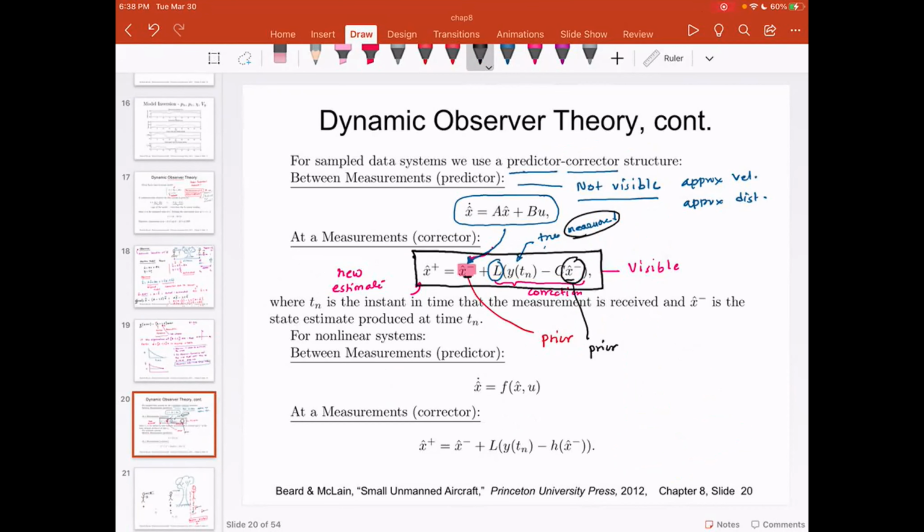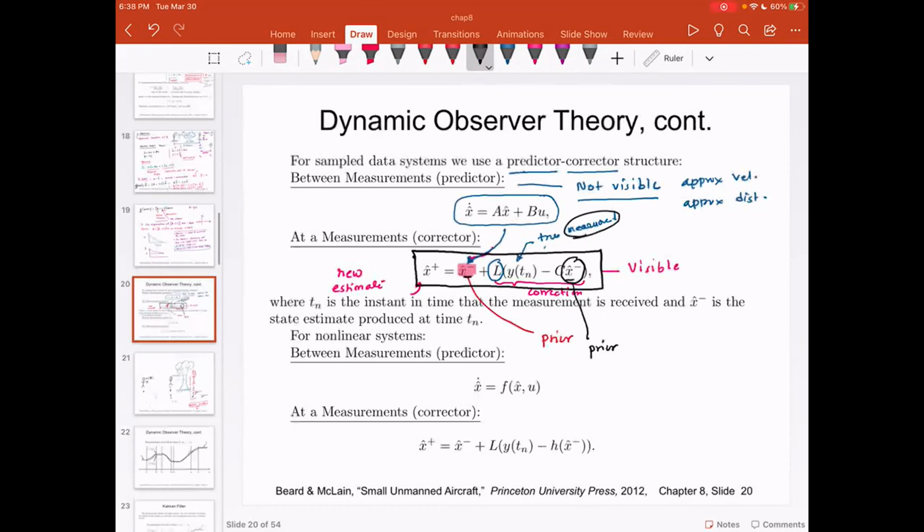Now, the value of L sometimes is fixed. This is called the gain. Or sometimes it is changing depending upon whether your measurement is accurate or whether your previous estimate is accurate. And that is the fundamental principle of Kalman filtering.